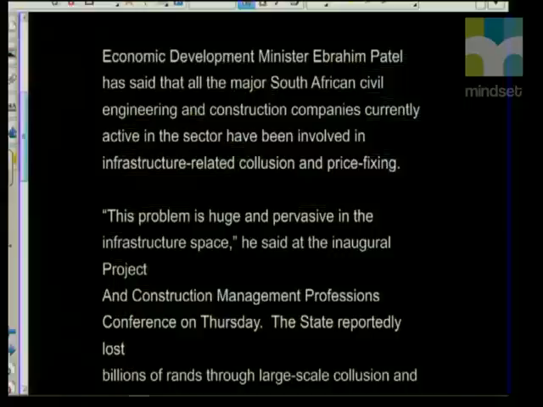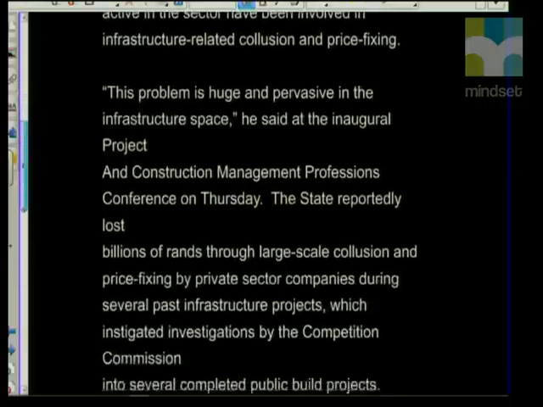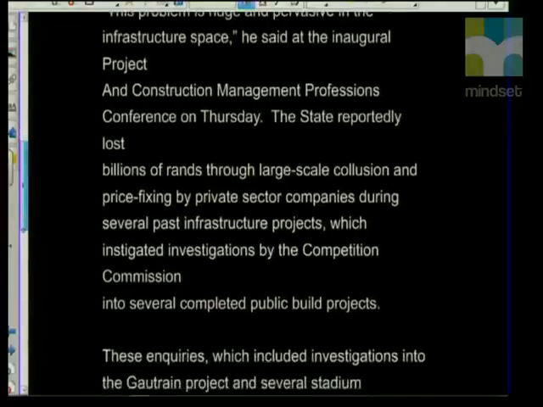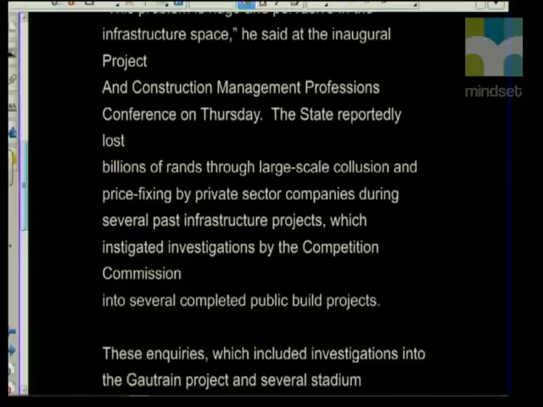And according to Economic Development Minister Ibrahim Patel, major South African civil engineering and construction companies currently active in the sector have been involved in infrastructure-related collusion and price fixing. Obviously, it is a huge problem, and they refer to the result of this price fixing and how it affects people. And I'm going to underline the important words here. The state reportedly lost billions of rands through large-scale collusion.